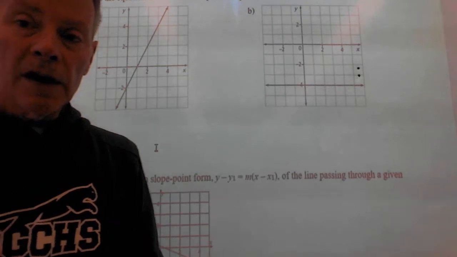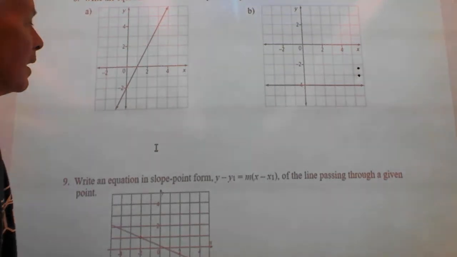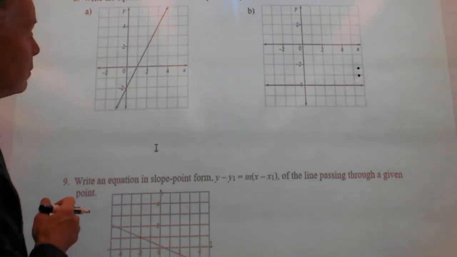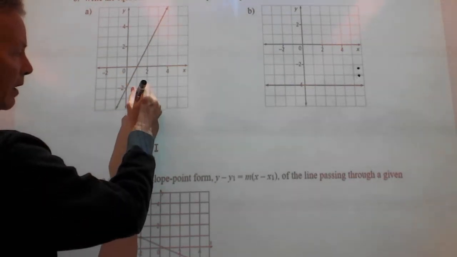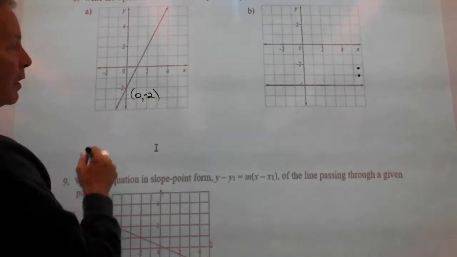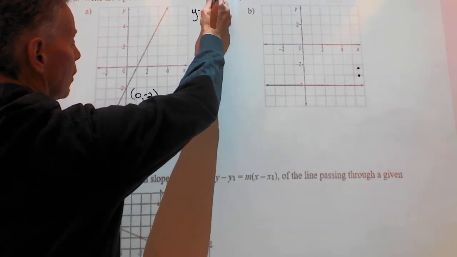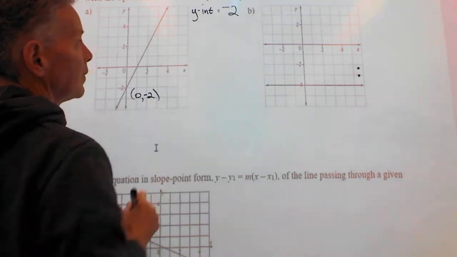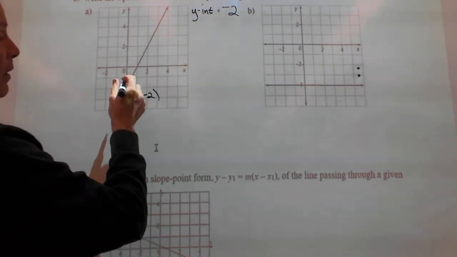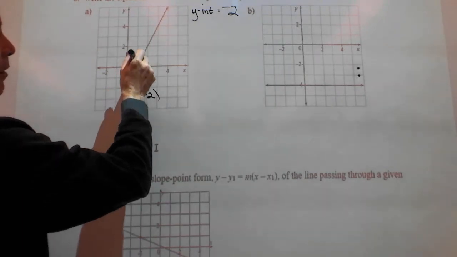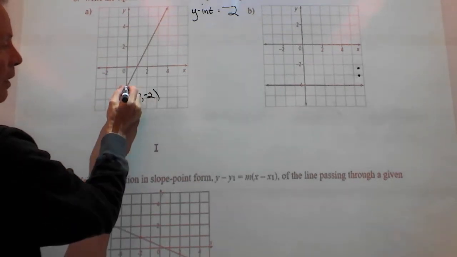So this question says, write the equation of each line in slope-intercept form. Now, they've been kind to us, okay? They've given us the y-intercept. It crosses the y-axis at 0 and negative 2. That means for A, our y-intercept is negative 2. They haven't given us the slope, but you'll notice that there are a number of points where this line goes right through an intersection of grid lines. Here's one of them.